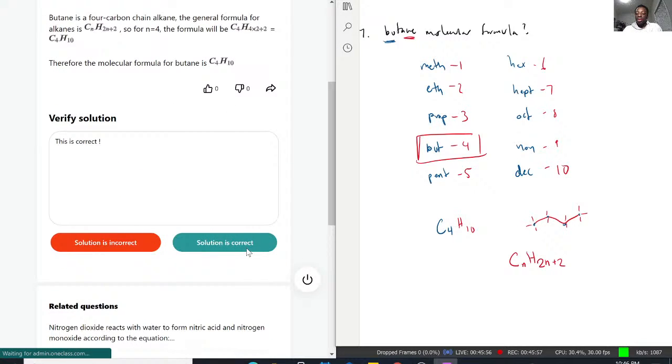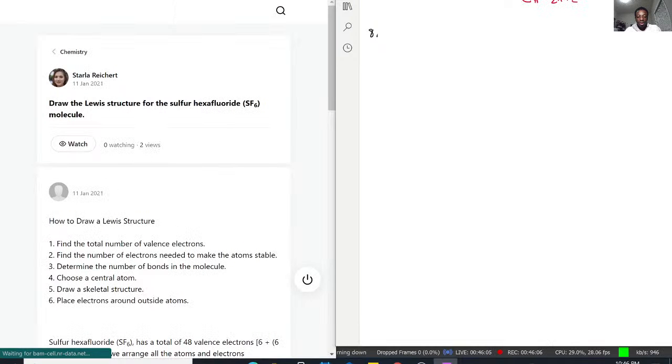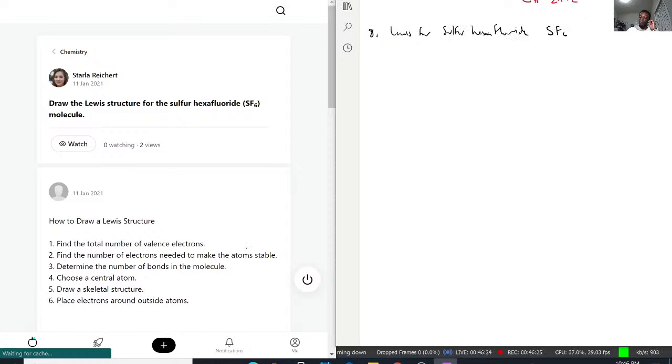And now for the next question, number 8, we have: draw the Lewis structure for sulfur hexafluoride. Okay, so Lewis for sulfur hexafluoride, and they generally give us SF6. So before I continue, just with the name SF6, you should be able to identify what type of molecule we get. We have sulfur hexafluoride, and hexa in this case would mean 6 of them.